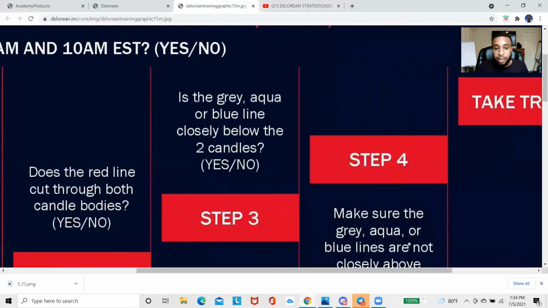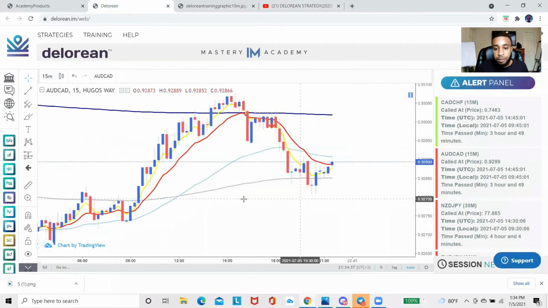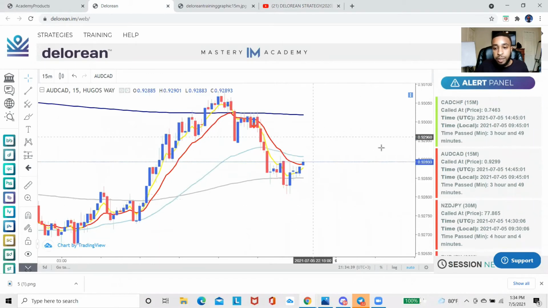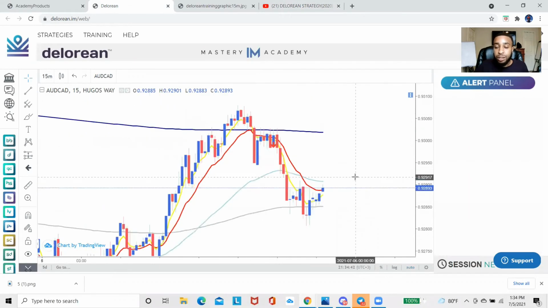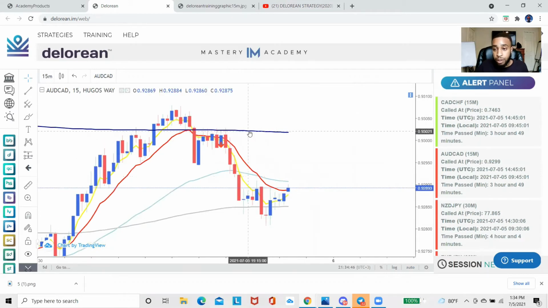Step number 3, is the gray, aqua, or blue line closely below the 2 candles? Now, what I want you guys to really start getting fixated on is, if I come back to this actual scanner so you can get a better visualization, there are 3 different primary EMAs, which are referred to as exponential moving averages. You're going to have the blue, which is like a dark blue, the aqua, and the gray or the white. Since this is a white background, it's going to be gray. If you have a darker background, you could probably make it white, but aqua, blue, and gray.